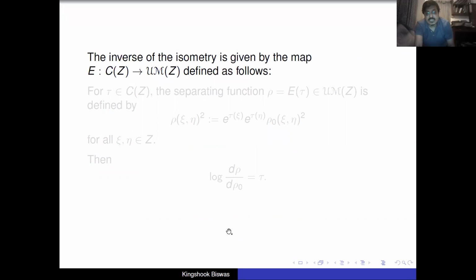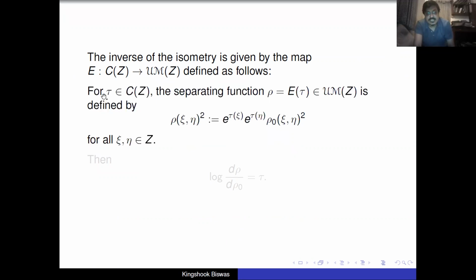And the inverse of this isometry is given by a map E from C(Z) to UM(Z), which is defined as follows. For any continuous function τ in C(Z), we define a separating function ρ equal to E of τ in the unrestricted Moebius space UM(Z) by ρ(ξ,η)² is defined to be e^{τ(ξ)} e^{τ(η)} times ρ0(ξ,η)². Okay. So this is a separating function such that the log of the derivative dρ by dρ0 is equal to the given continuous function τ. So this is the inverse of the isometry.